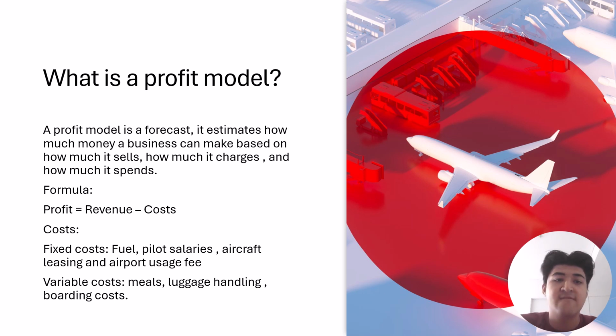That's relatively straightforward. But costs, that's where it gets layered. There are two types of costs. First one is fixed costs. Fixed costs are costs such as fuel, pilot salaries, aircraft leasing, and airport usage fees. These costs don't change whether there are 10 passengers on board or 180. The second one is variable costs, which includes in-flight meals, luggage handling, boarding costs, and these are tied directly to the number of passengers.